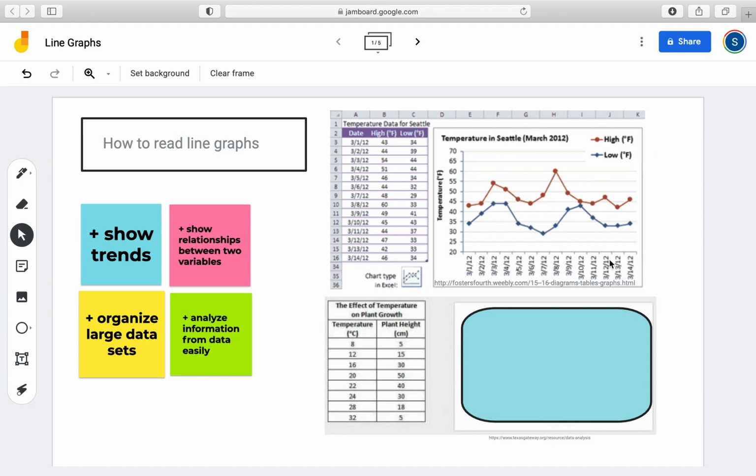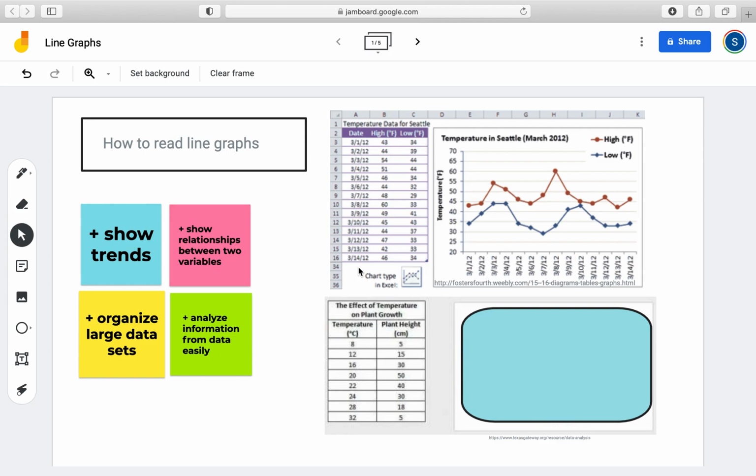This gives you a quick visual of the data. It organizes the data set, so you have all of these values organized on the x and y axis, and the highs and the lows are broken down into two colors, and there's a key over here. And automatically, this can give you a lot of information without even looking at the data set.